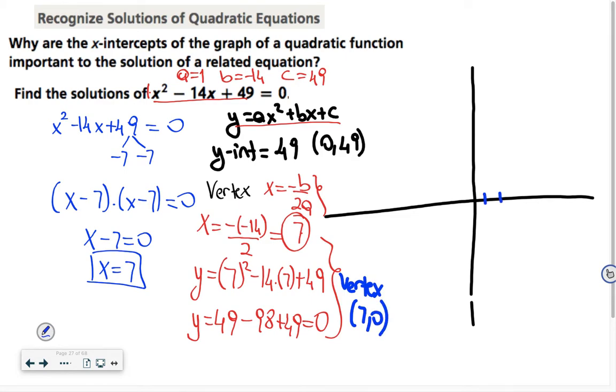So what does that mean? 1, 2, 3, 4, 5, 6, 7. So this is your solution. On the other hand, this is going to be your vertex. So your function is going to be like this.